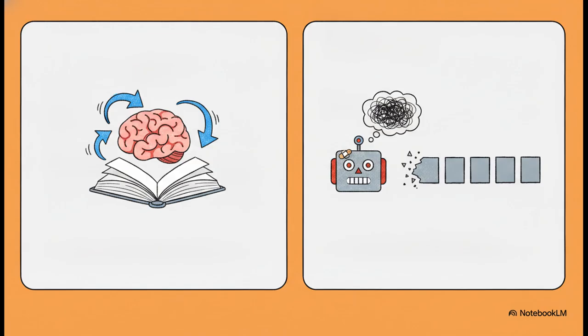Now, researchers did try to fix this with some clever architectural patches, things they called LSTMs and GRUs, to try and give RNNs selective memory. But at the end of the day, they were just bandages. They didn't actually fix the core issue of sequential processing.